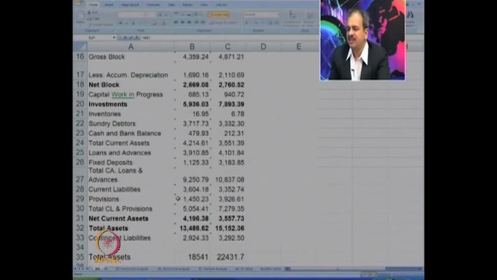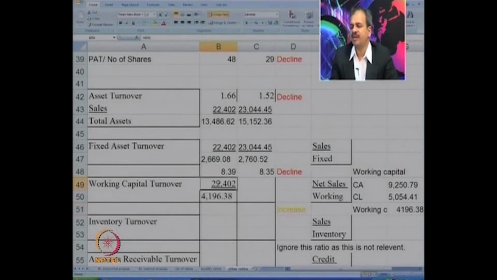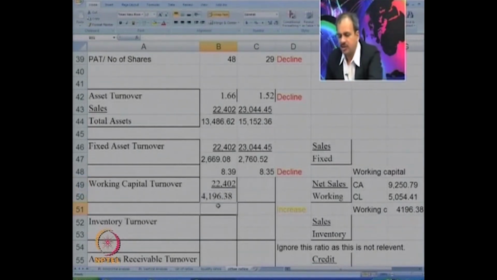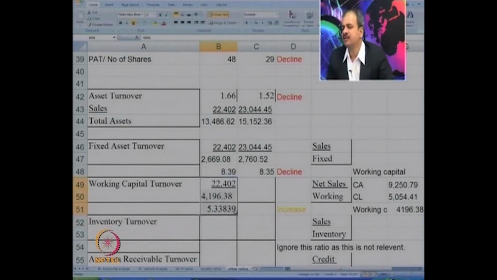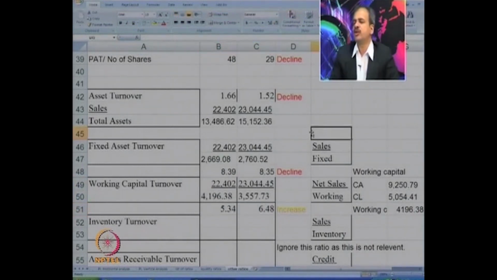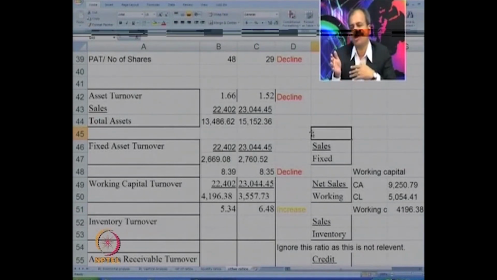In the balance sheet, you can see we have a number of items. So, which one should we pick up? They have clearly given net current assets, that is the amount of net working capital. So, we try to link sales versus working capital. I will just reduce the decimals. So, you can see there is an increase from 5.34 to 6.48.